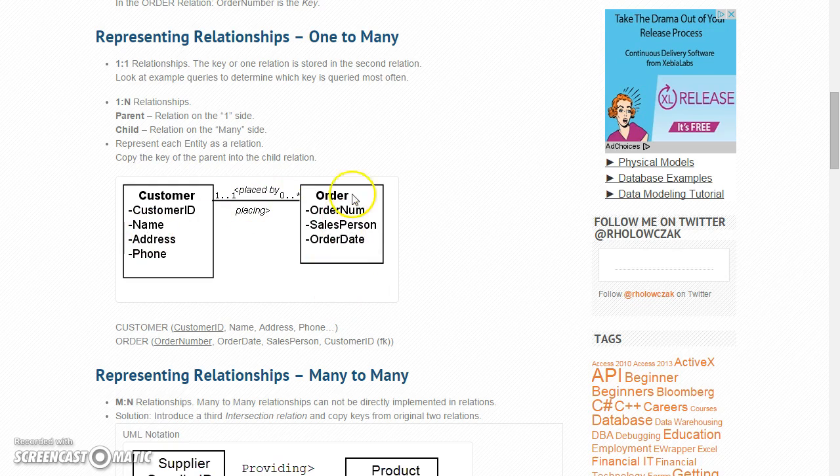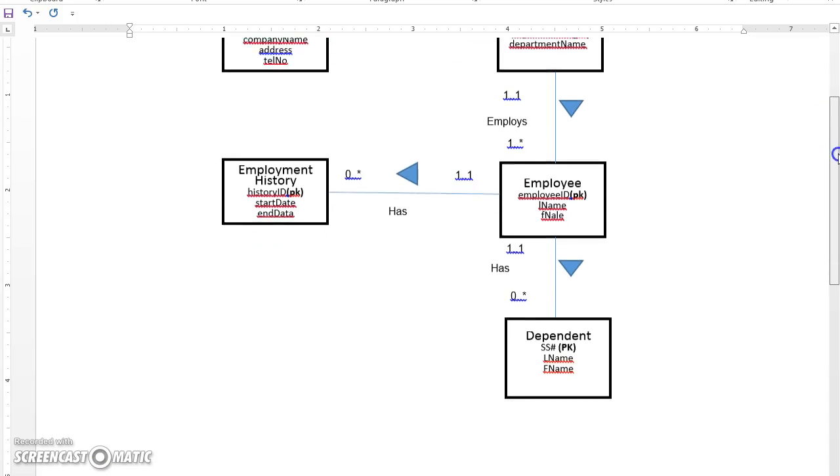See, this is one to many. On the many side, which is order, a customer places zero or more orders. The many side is going to add a primary key of the one side as a foreign key. So convert this to tables: the customer table has customer ID, name, address and phone. The order table has order number, salesperson, customer, and then you add the customer ID, which is the primary key on the one side.